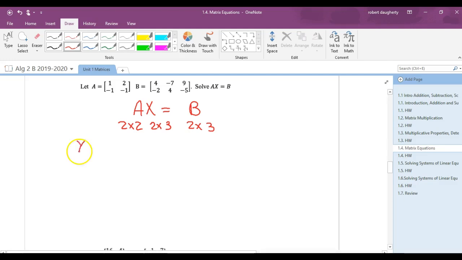So X equal A inverse times B. So that means that X equal 1, 2, -1, -1, inverse times B.